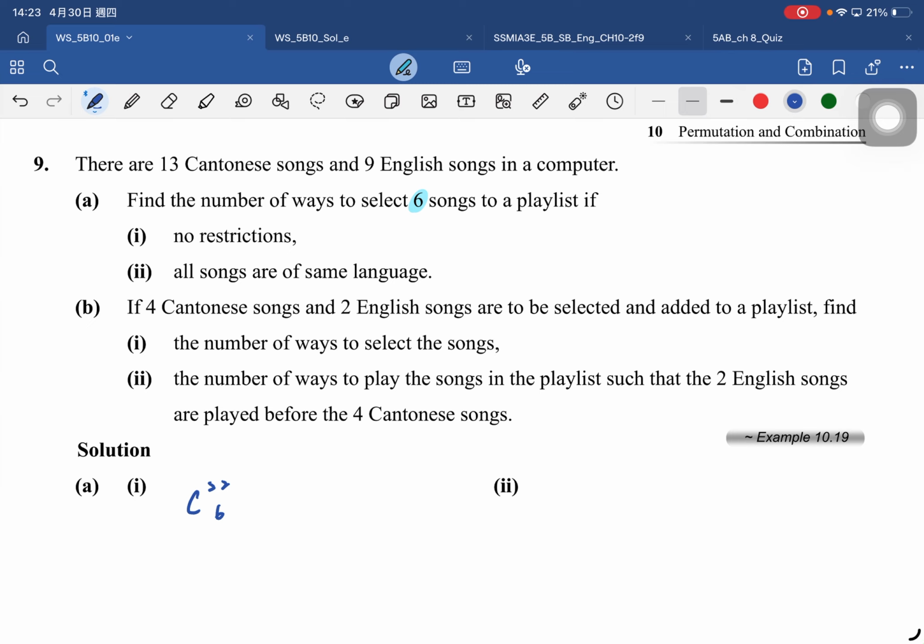Alright, but the second one, you must select 6 songs, either all of them are Cantonese or all of them are English. That means there are two cases.